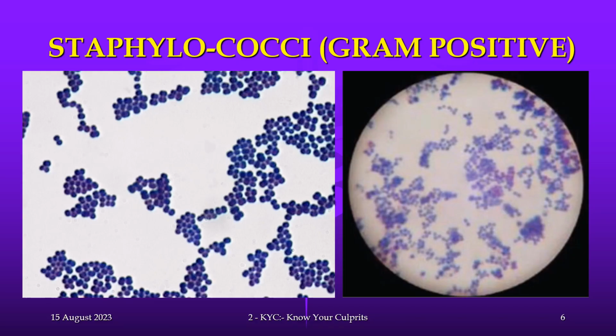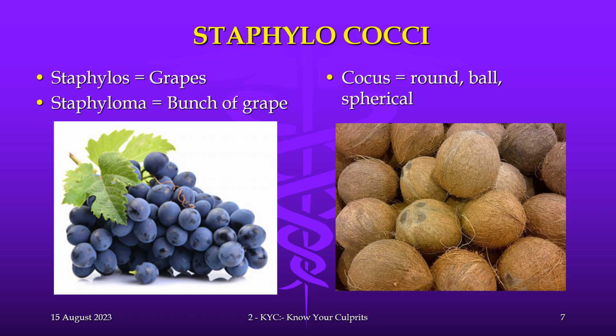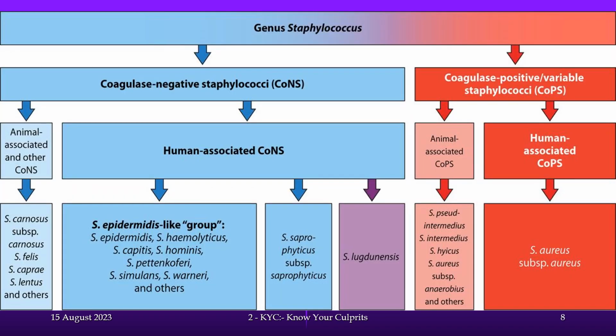Staphylococci are gram-positive, having a single cell wall made of proteoglycans which take up the violet of the gram stain. Their name comes from two Latin words. Staphylos means grapes, staphyloma means bunch of grapes, and coccus means round, ball or spherical. Remember, the coccus gives the name to coconut. The genus Staphylococcus is subdivided into coagulase negative or coagulase positive staphylococci.